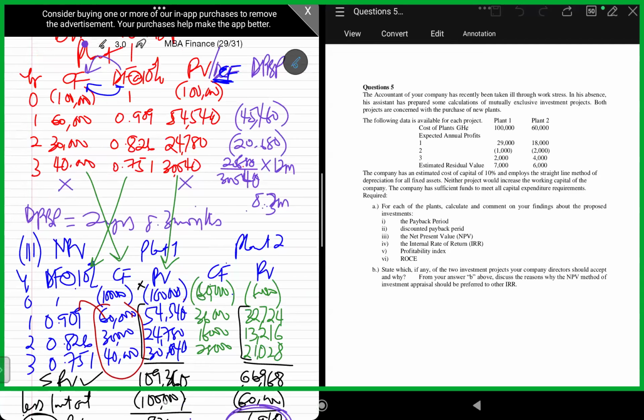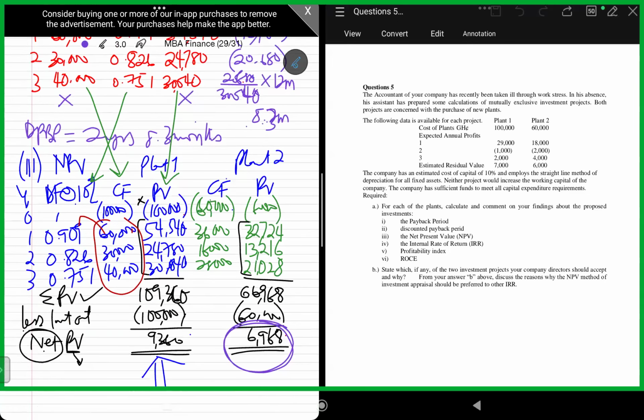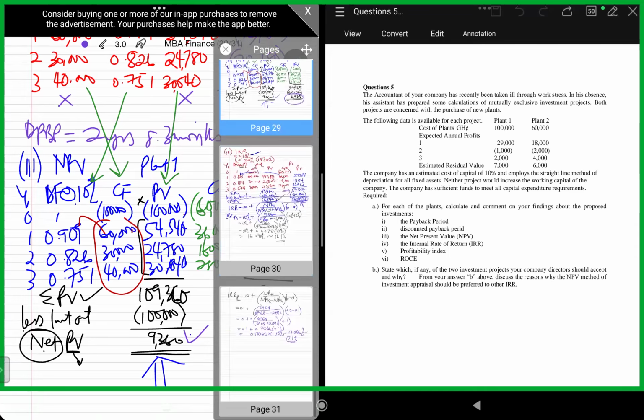The same with discounted payback. It is 2 years, 8.3 months, and the other one was 2 years, 8 months, right? So for the discounted payback, plant two would have been better off. Then NPV, if they are all positive, we choose the higher. Plant one NPV was 9,360, plant two NPV was 6,968. So the higher is plant one, so we'll go for plant one.